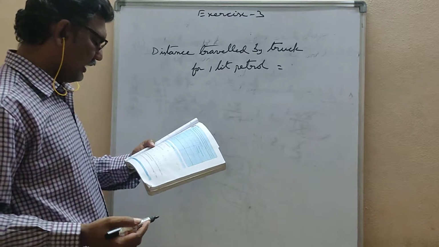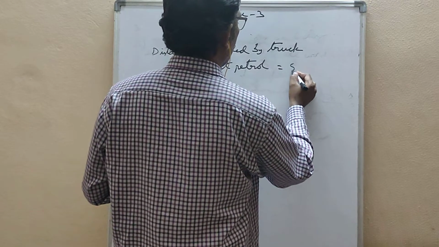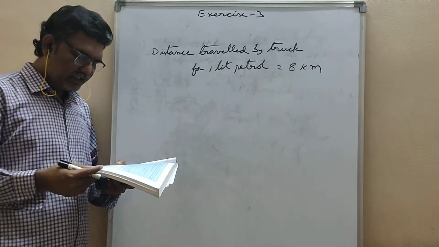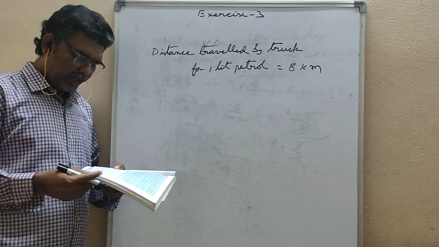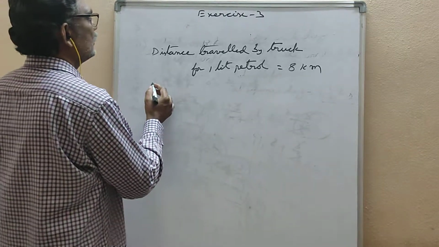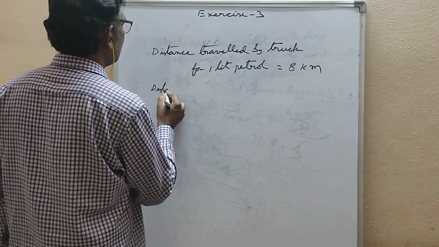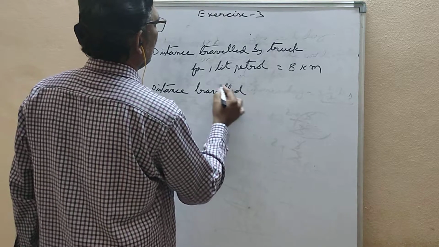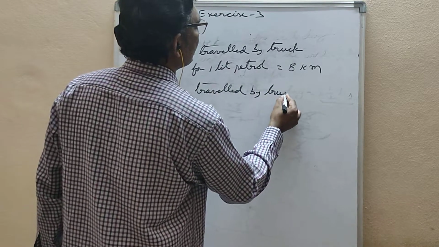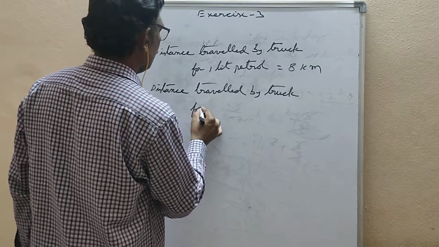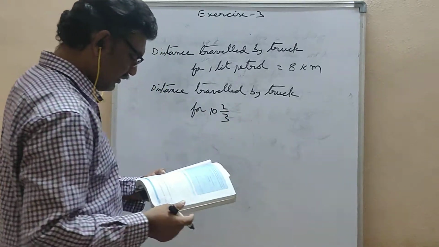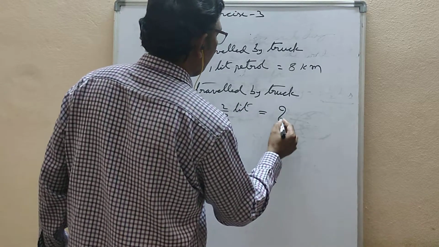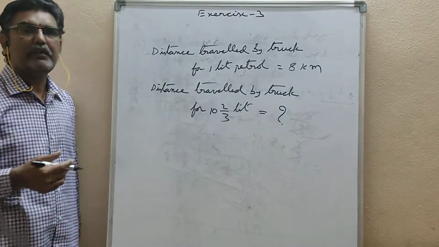So one truck travels 8 kilometers for 1 liter of petrol. So how much distance will it cover using 10 2 by 3 liters of petrol? So you have to find the distance traveled by truck for how many liters? 10 2 by 3 liters. For 10 2 by 3 liters of petrol, how much distance does it travel?